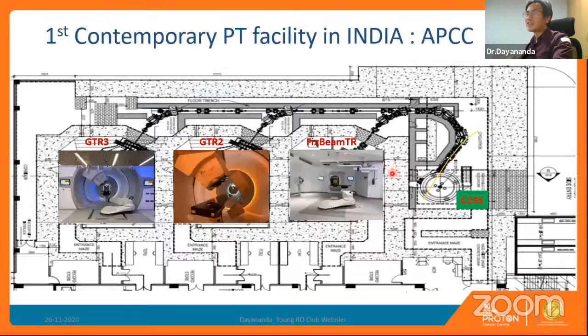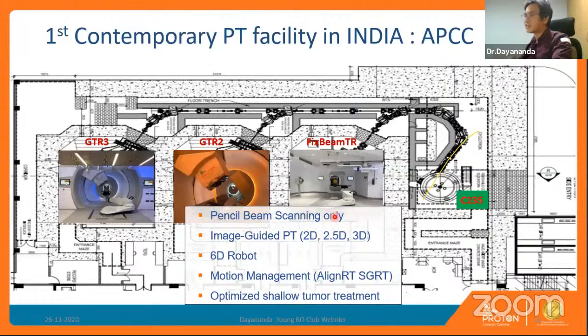So these are the facilities in our center. We have a 3-room solution, and this is the latest proton therapy facility available in the world today. We have 3 rooms, 2 with a rotating gantry and 1 with a fixed beam room, and this is exclusively for the pencil beam scanning technique. We have not planned for the double scattering technique.